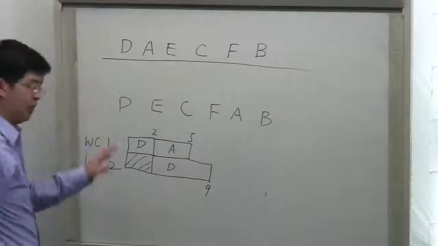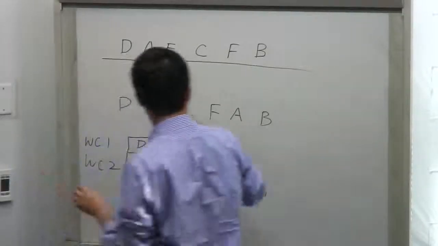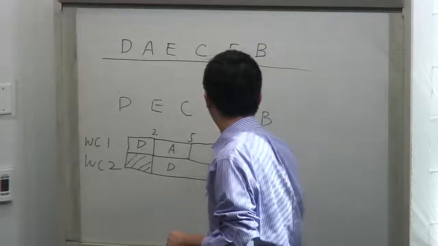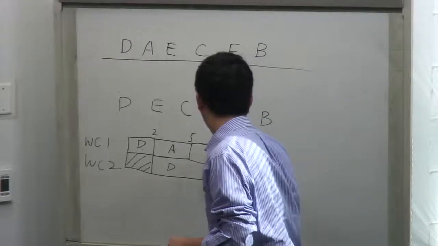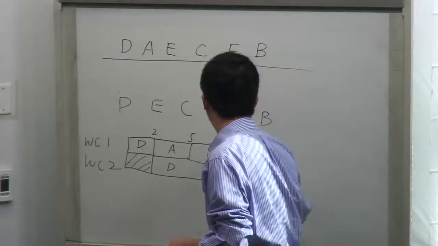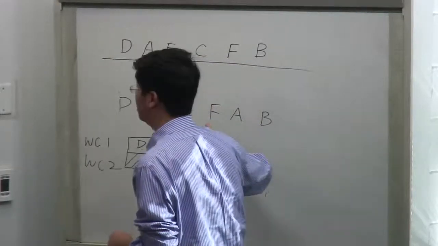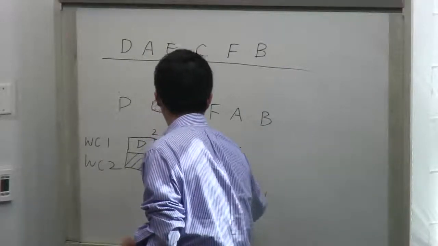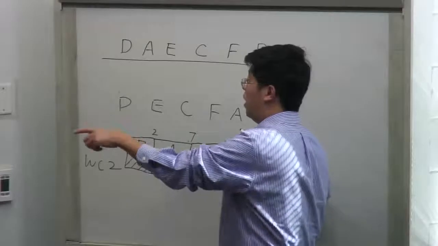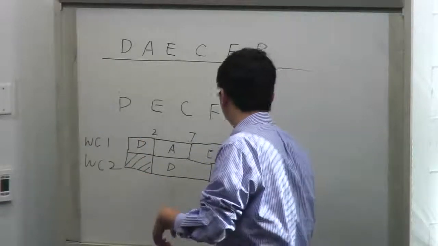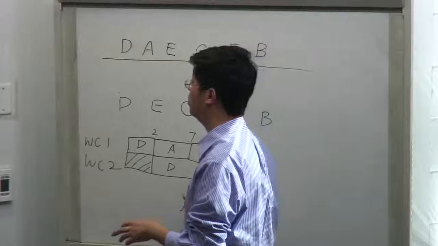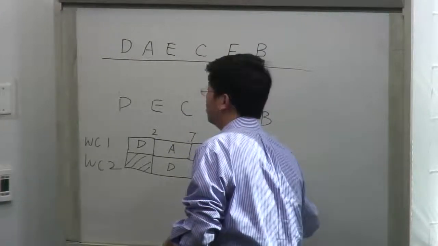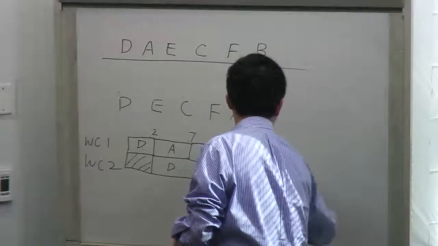But let's first finish work center 1. We come back to work center 1. Work center 1 is pretty simple. After A, which job? E, right? 6 hours. It should be 7, 2 plus 5. 7 plus 6 is 13 hours. And after E, which is C. C is 8 hours, so 21.